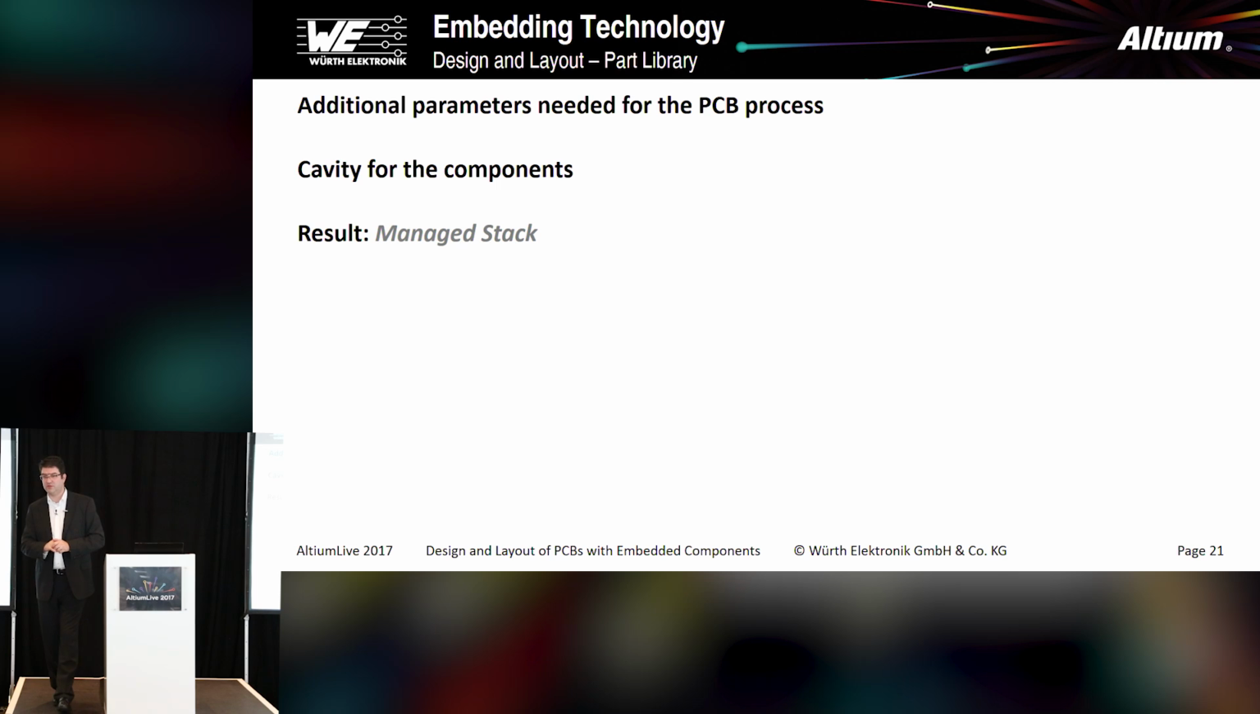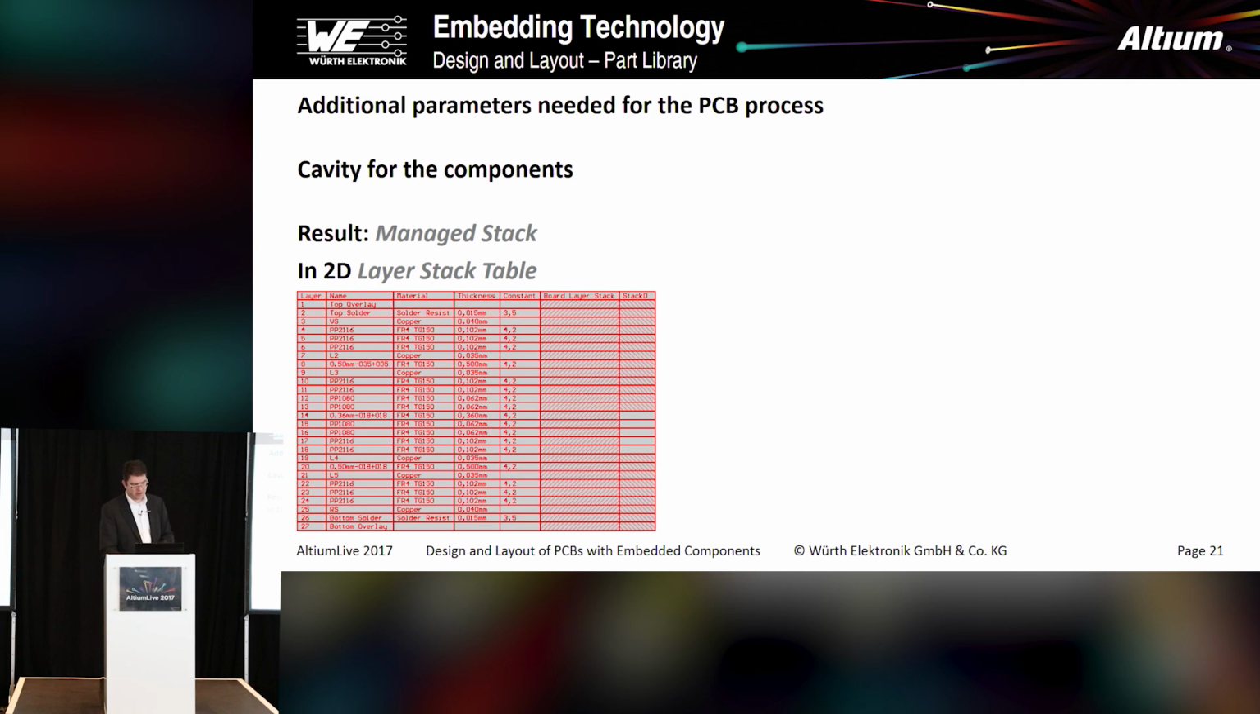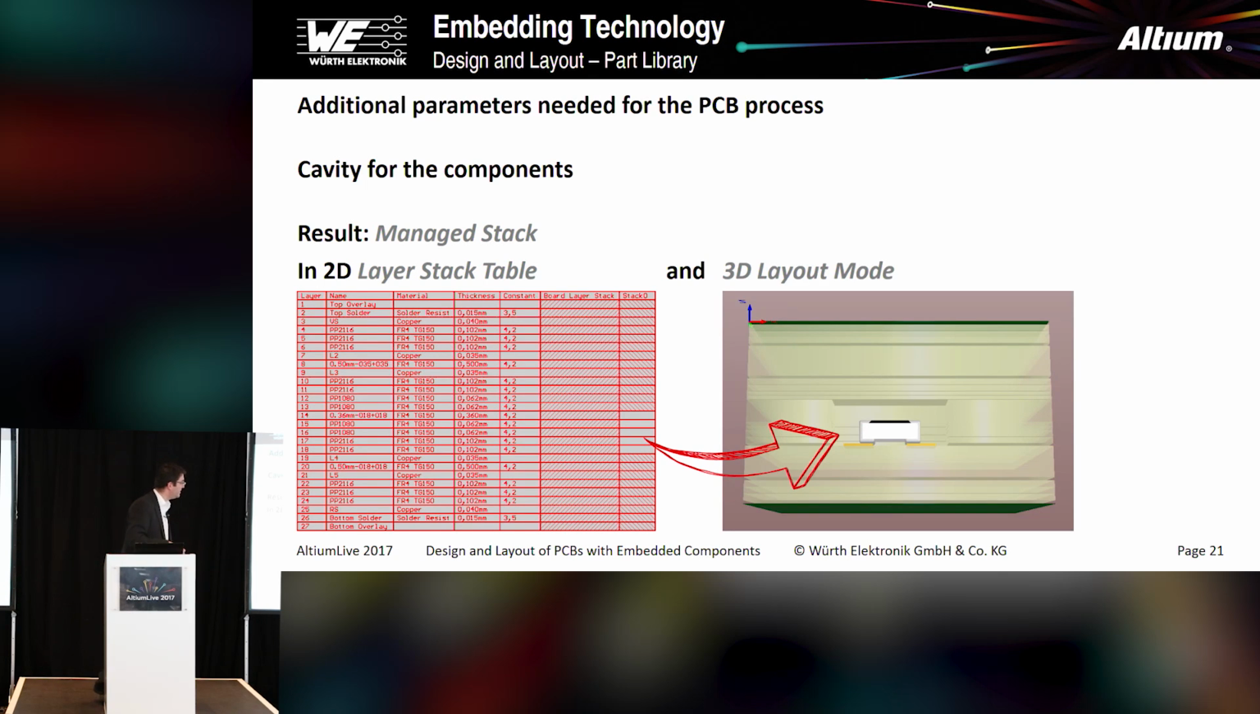What happens now for Altium and for us as a board manufacturer, you get a so-called managed stack. So when you go to the layer stack table, there will be a new stack up. If we put all the distances and so on inside, we see directly the cutouts we need, the virtual cavity we need to create for this component. And for you, in the 3D layout mode, you actually see this cavity inside the board so that you see how much space is needed for that one.